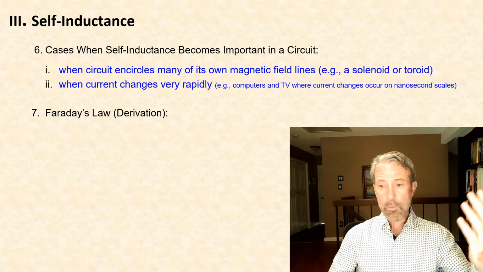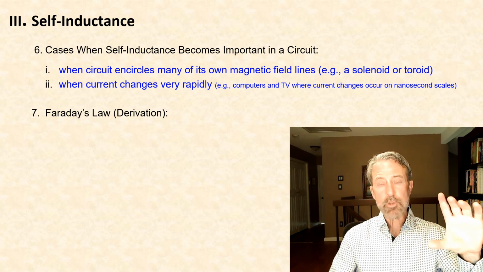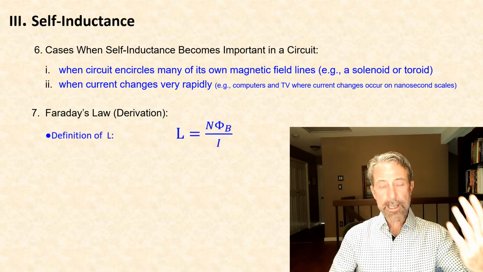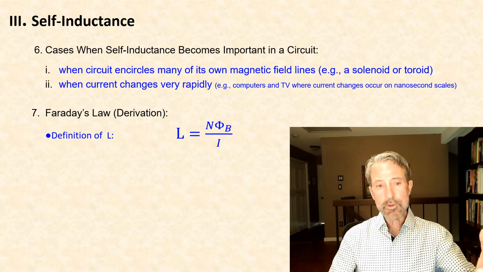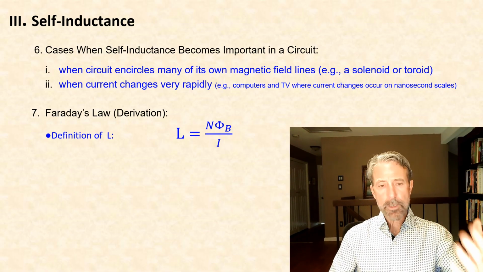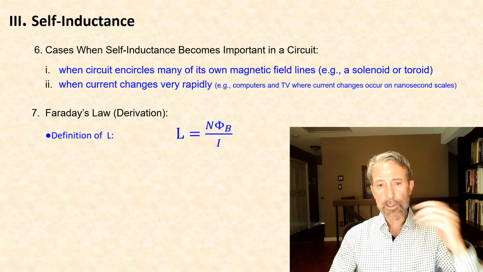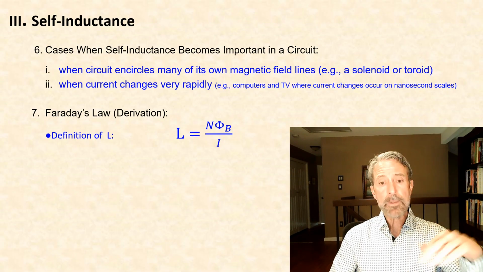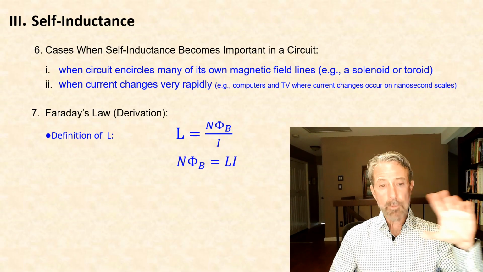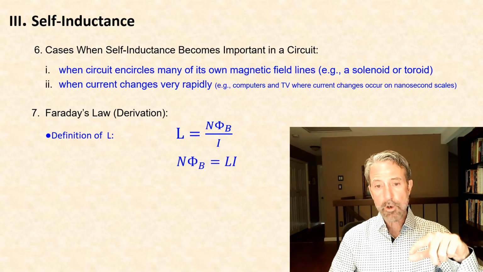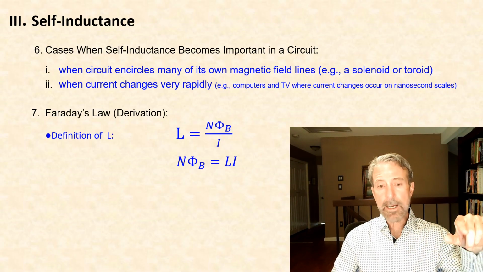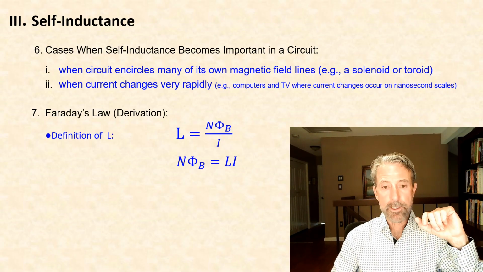So we will begin our derivation exactly as we did in the case of mutual inductance. We will start with the definition, in this case, of self-inductance. Remember, we said that self-inductance is the ratio of the total flux through our circuit divided by the current in the circuit. Let's multiply both sides by I, so we see clearly that L represents a proportionality constant between the current and the total flux in the circuit.